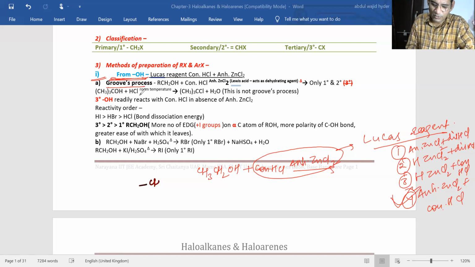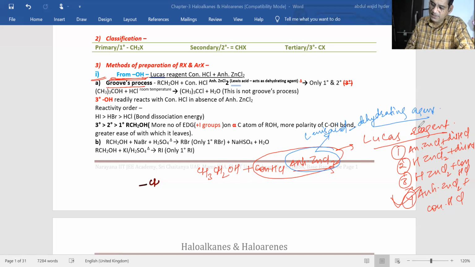In this Groves process, alcohol reacts with concentrated HCl and anhydrous zinc chloride. What is this anhydrous zinc chloride? This anhydrous zinc chloride is Lewis acid. What role does it play? It plays the role of dehydrating agent. This anhydrous zinc chloride acts as a dehydrating agent, or you can say Lewis acid.